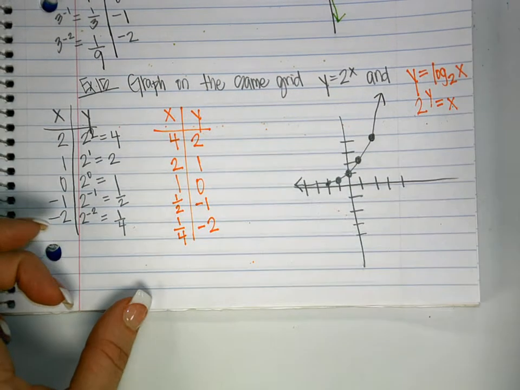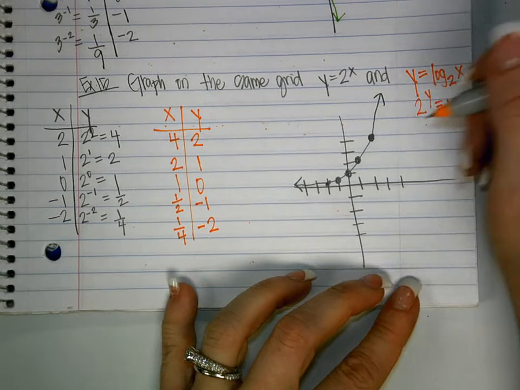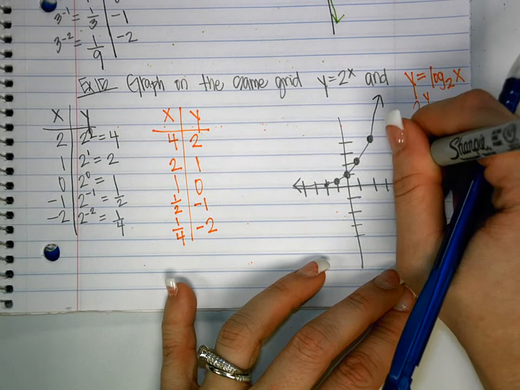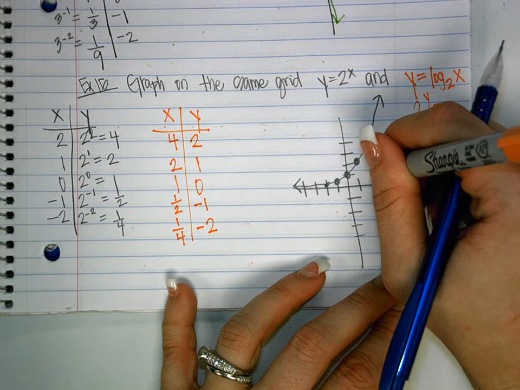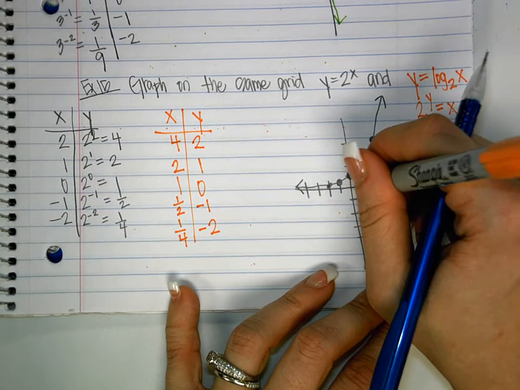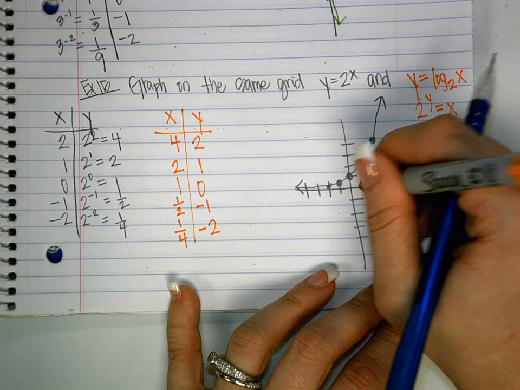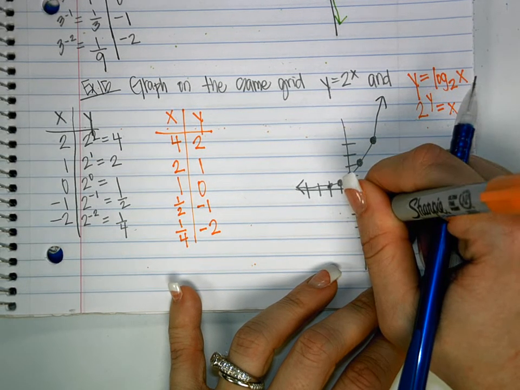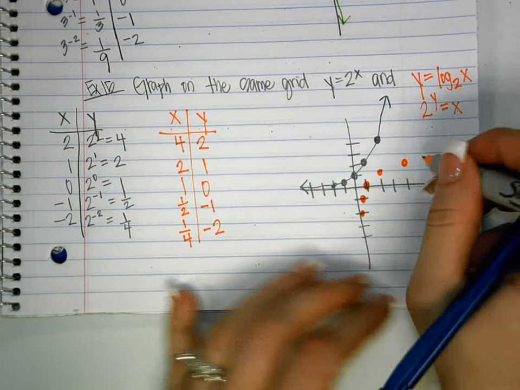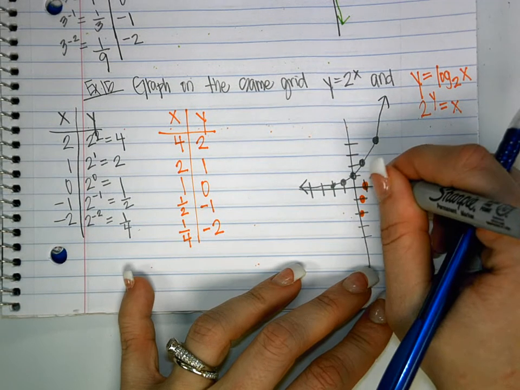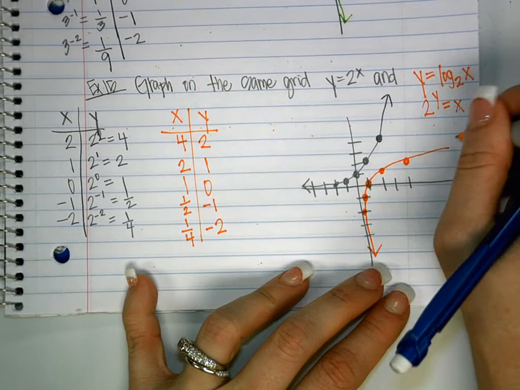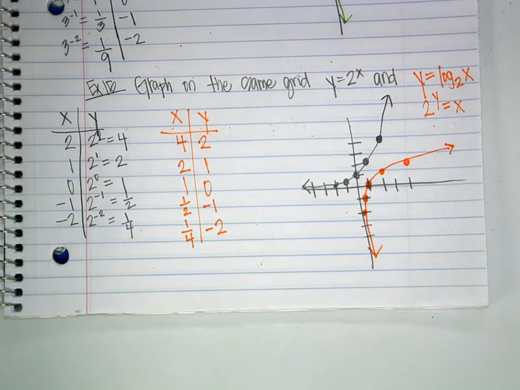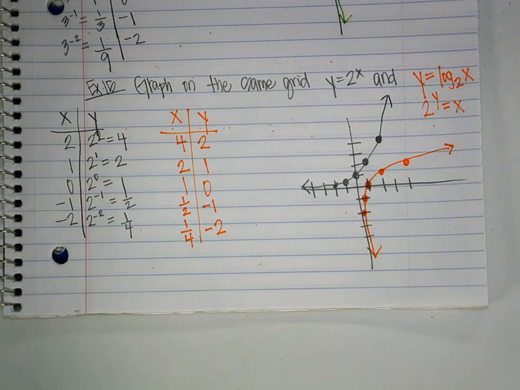If you plot these points, we go over 4 up 2, over 2 up 1, over 1 up 0, over a half down 1, and over 1/4 down 2. These connect, and these are exact inverse of one another. Basically, they're like mirror image of one another. We don't say opposite, but they're exact inverse of one another.